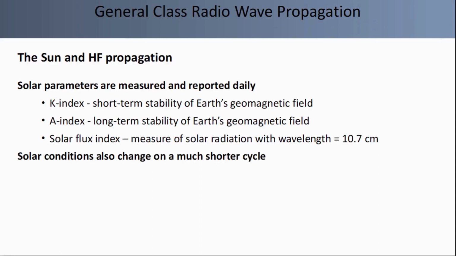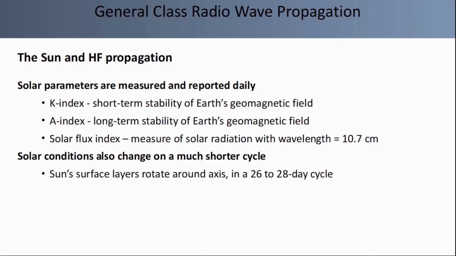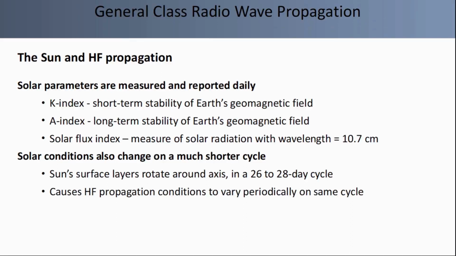In addition to the 11-year cycle, like I said, the sun's very, very dynamic. Conditions change on a much shorter time frame. Believe it or not, the sun's surface layers actually rotate around its axis. And this occurs in a 26 to 28 day cycle for the sun's outer layers to rotate all the way around. This can cause HF propagation conditions to vary periodically on that same cycle. That comes from one of the questions in the question pool. That 26 to 28 day cycle can cause HF propagation to vary.